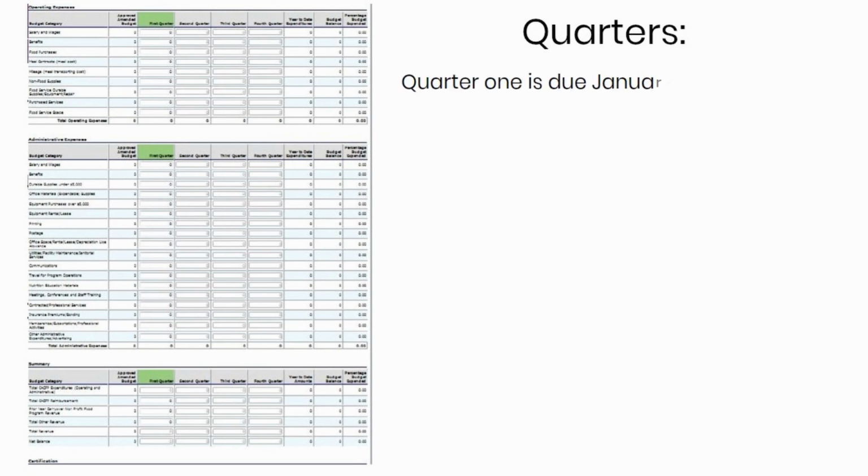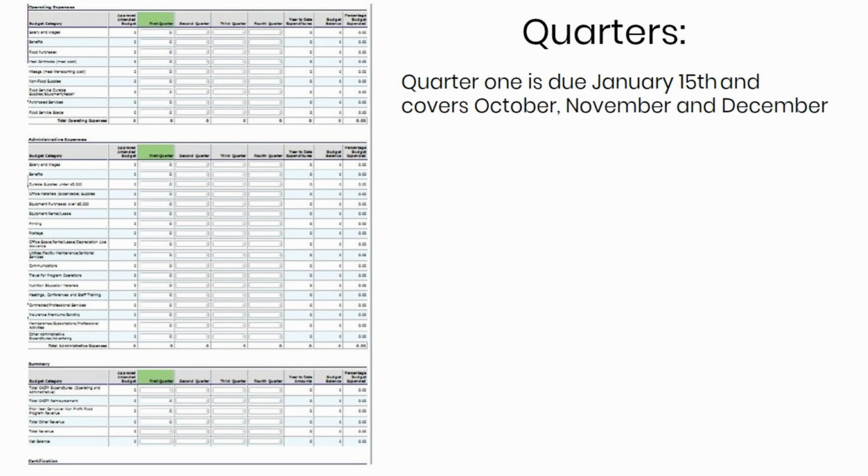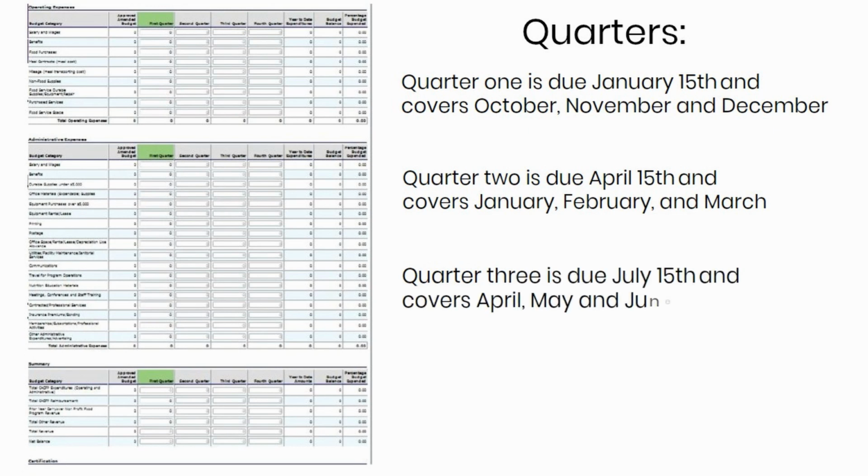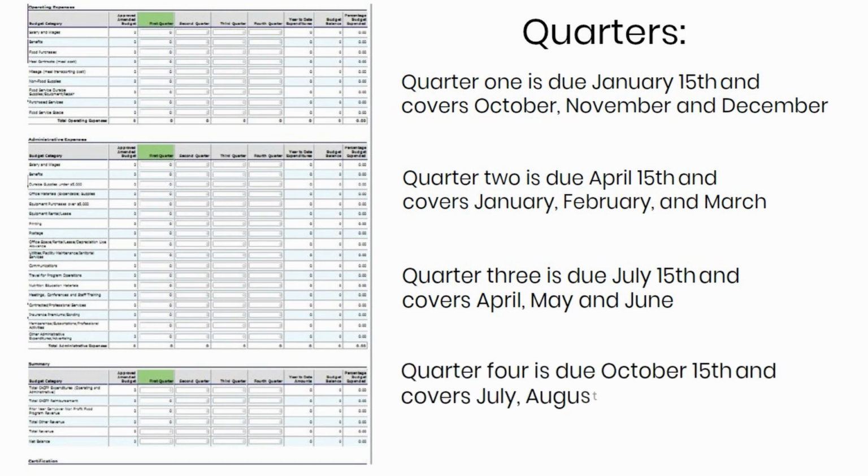The federal fiscal year quarters and due dates to submit the report are: Quarter 1 is due January 15th and covers October, November, and December. Quarter 2 is due April 15th and covers January, February, and March. Quarter 3 is due July 15th and covers April, May, and June. And Quarter 4, the last quarter in the year, is due October 15th and covers July, August, and September.